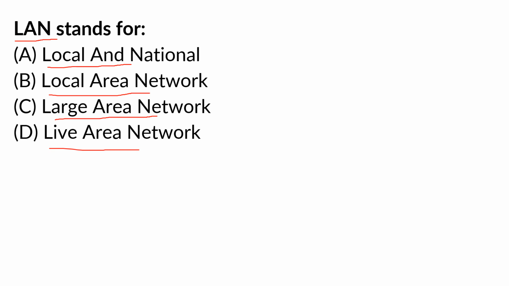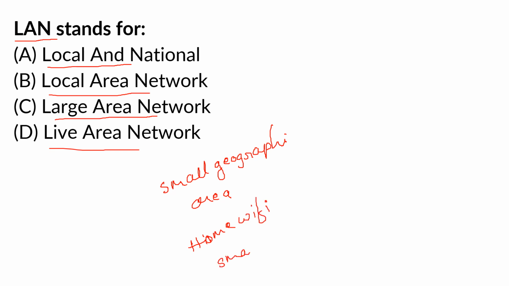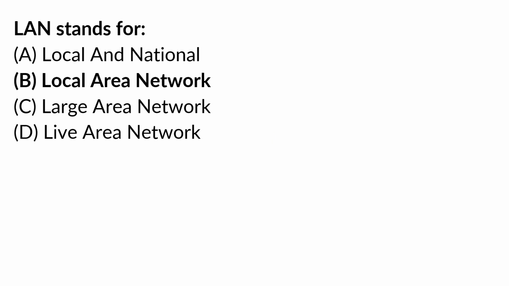A network is a group of two or more connected computers. A LAN is a network contained within a small geographic area, usually within the same building. The home Wi-Fi network or a small business network are common examples of a LAN. So the correct answer for this question is option B. LAN is a local area network.